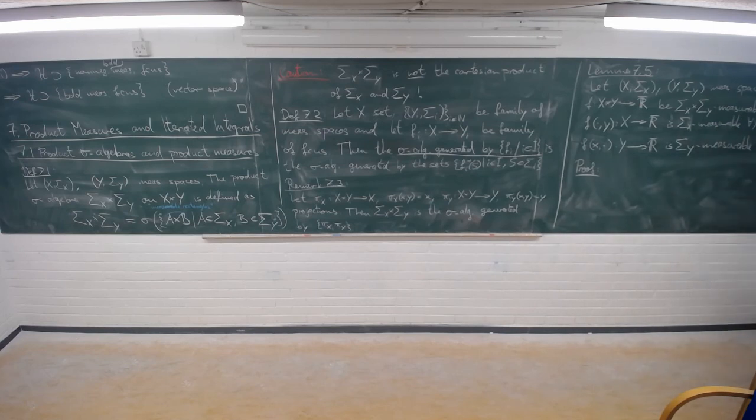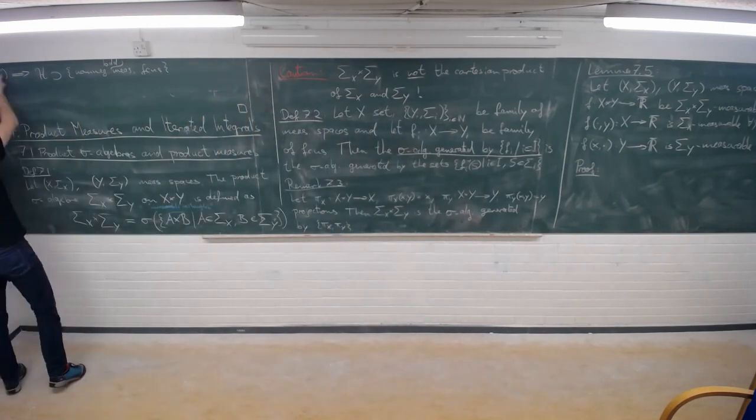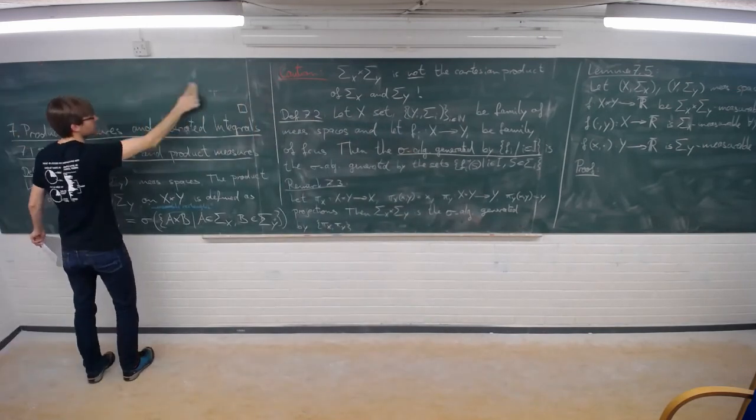Okay, so this is already nice. So we know if we have a function which is measurable with respect to this product sigma algebra, then we know if we fix one variable, then that function is measurable on X or on Y.